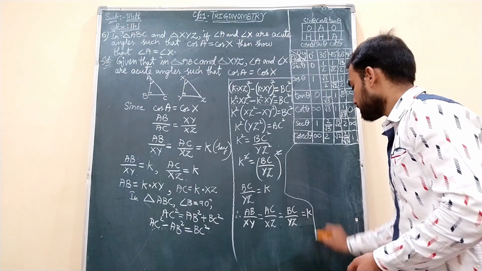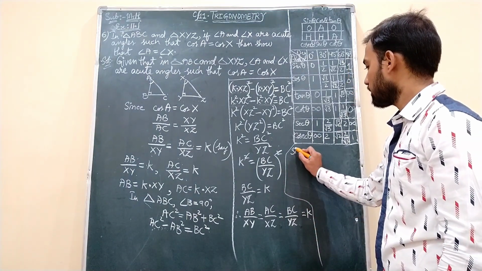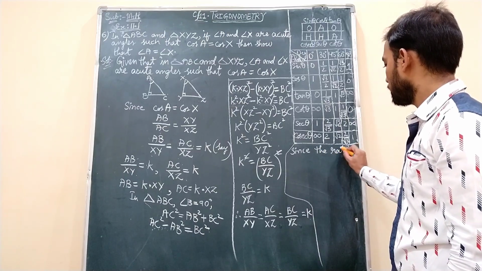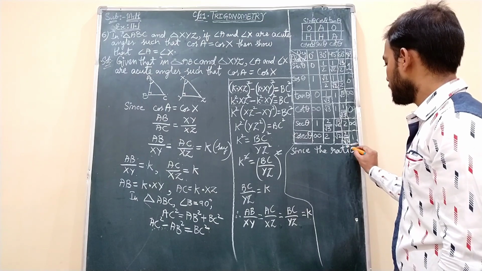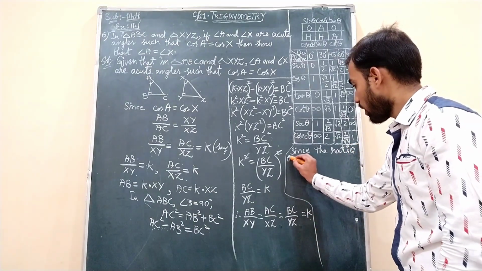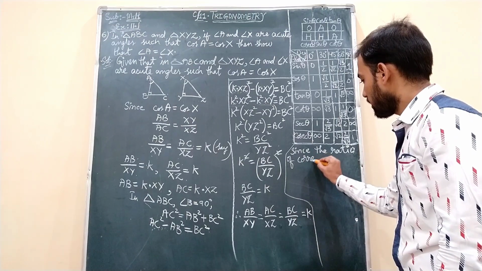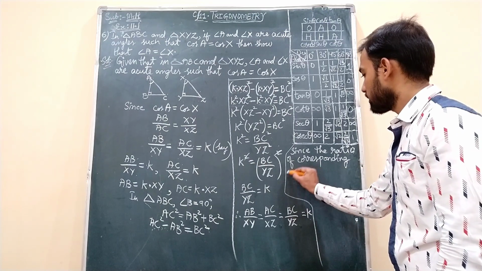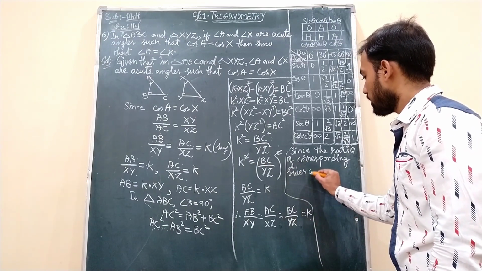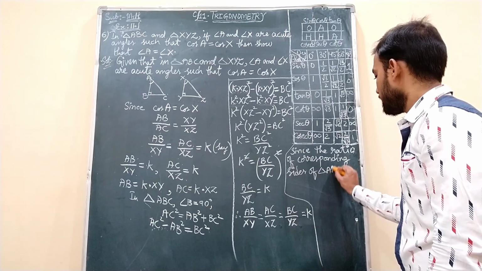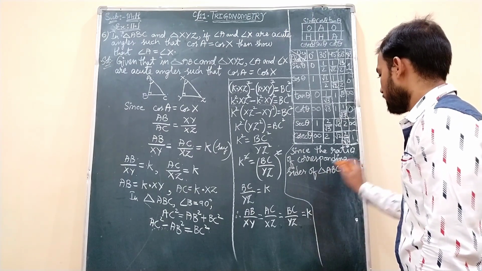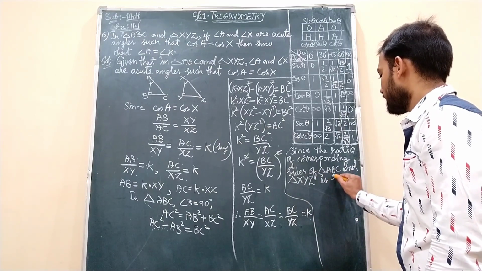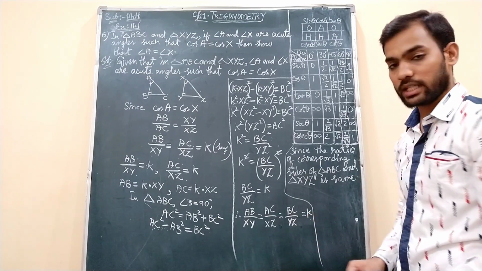So I can say that since the ratio of corresponding sides of triangle ABC and triangle XYZ is same, which means they are equal to K.